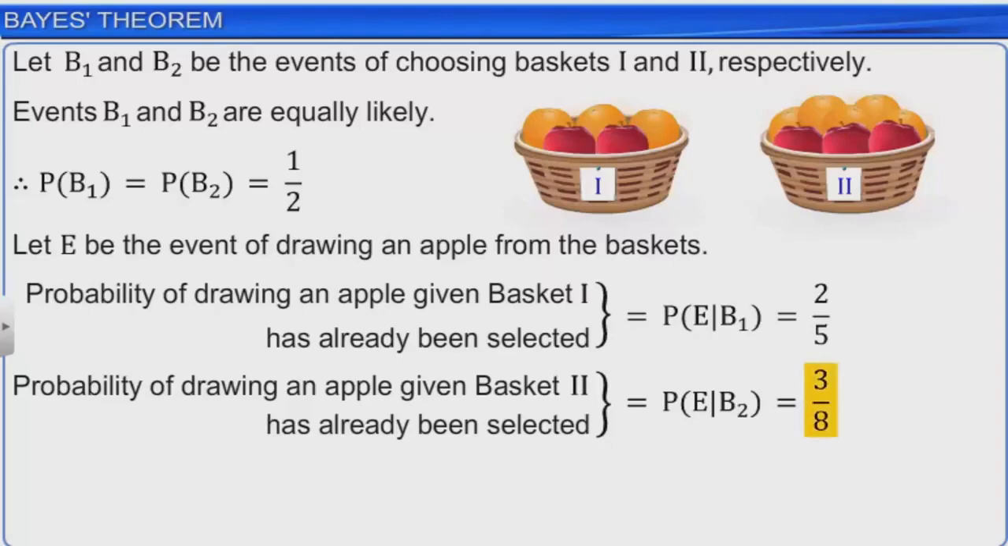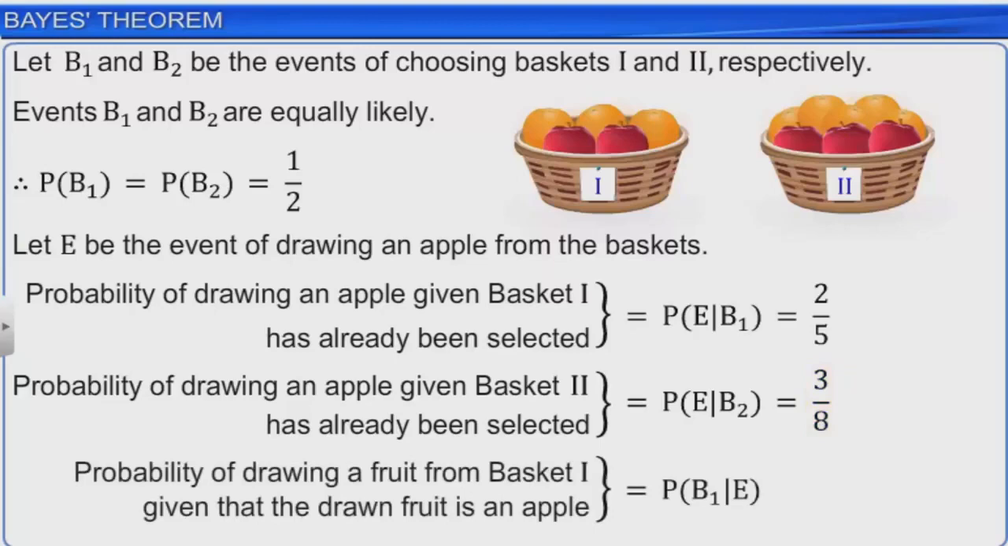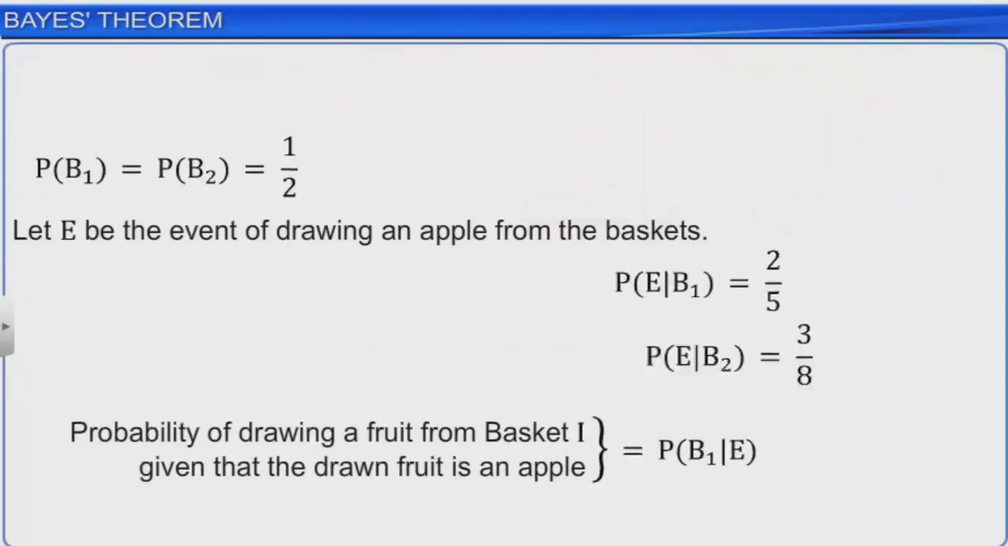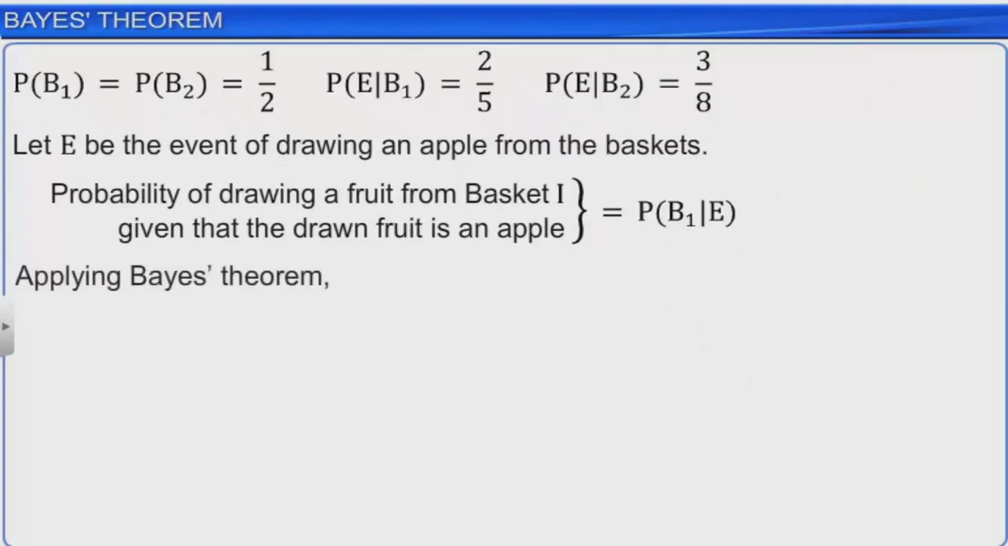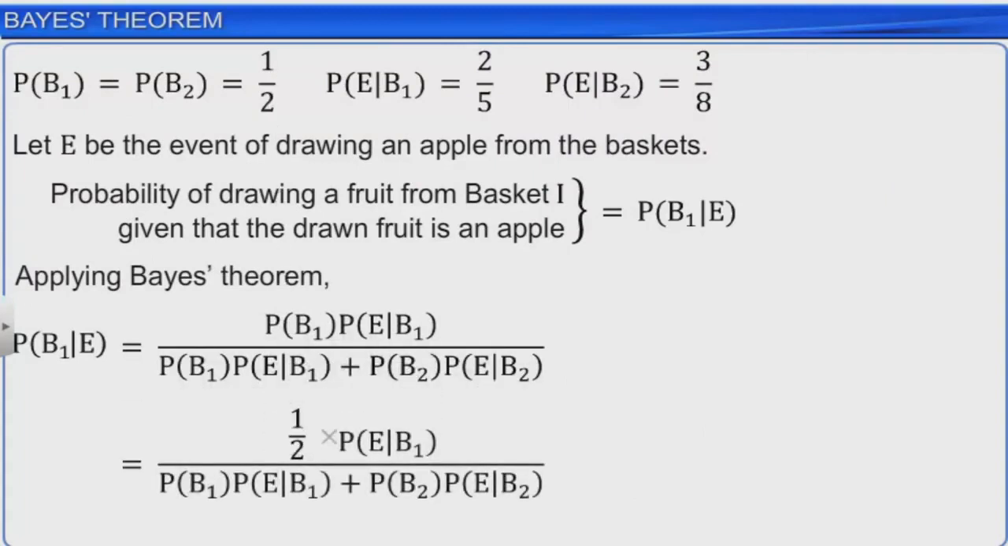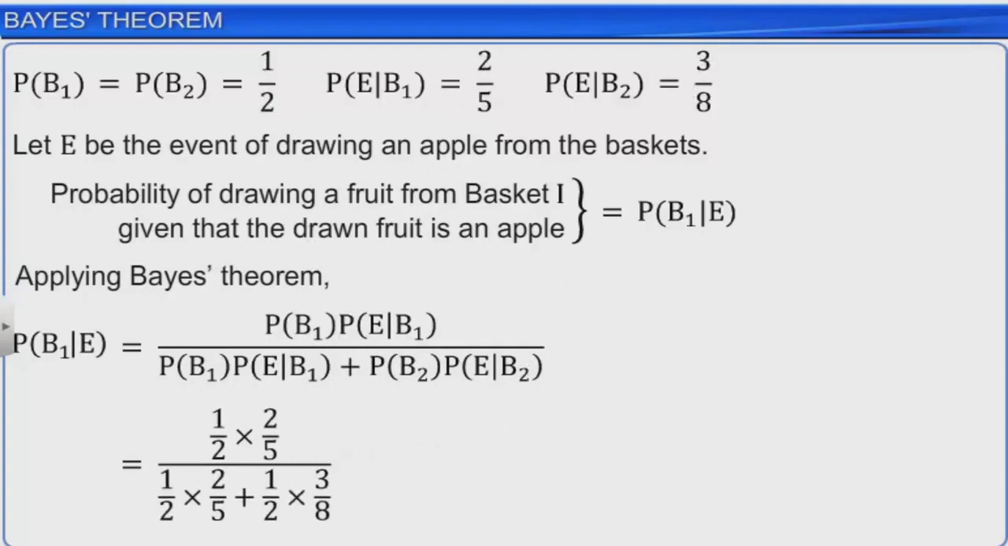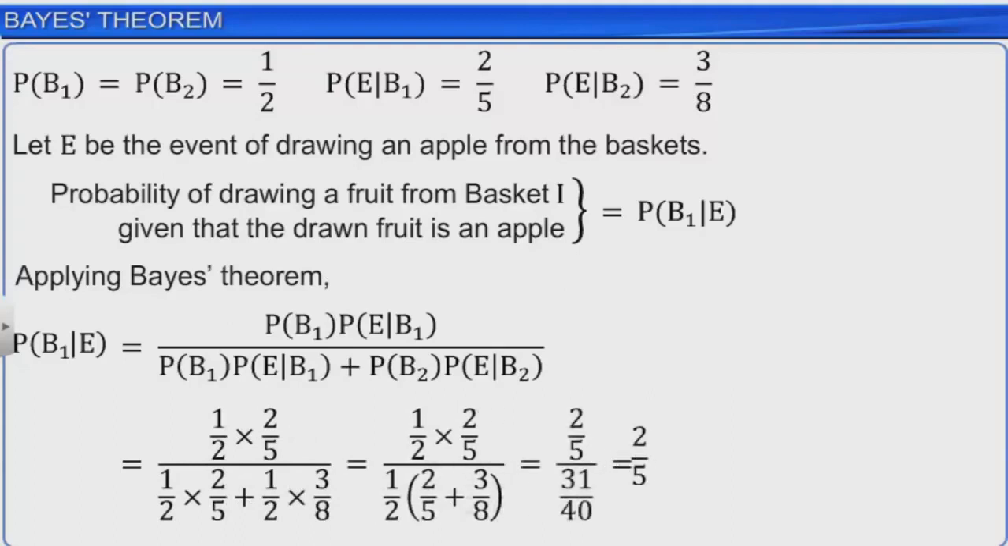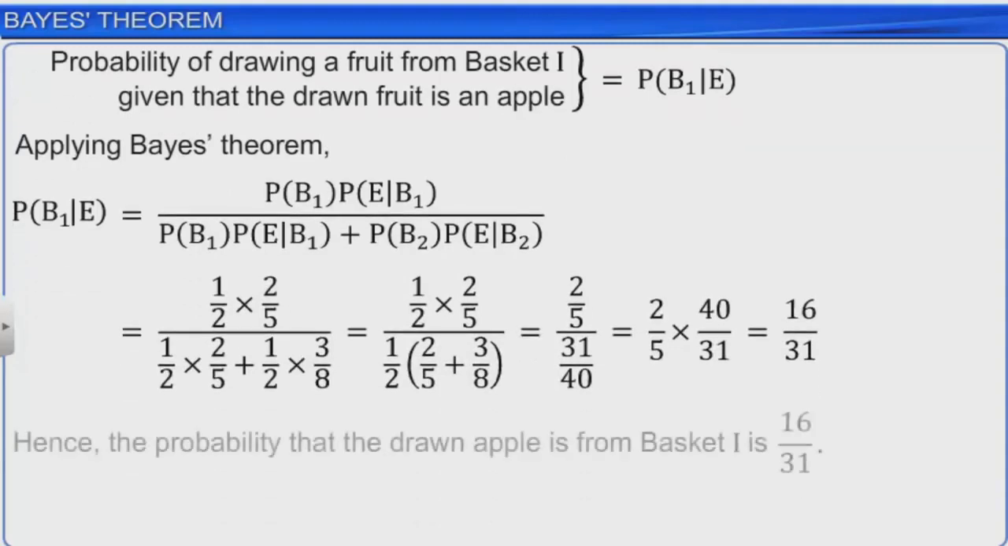Now, the probability of drawing a fruit from basket 1, given that the drawn fruit is an apple, is the probability of B1 given E. Now, by applying Bayes' theorem, we have the probability of B1 given E as shown. On substituting the values and simplifying, we get 16 divided by 31. Hence, the probability that the drawn apple is from basket 1 is equal to 16 divided by 31.